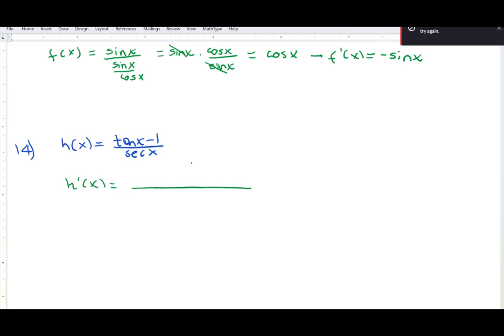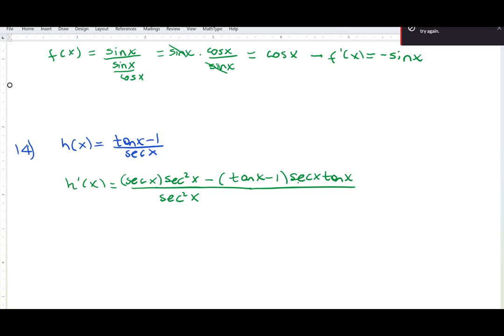So our denominator is going to become secant square of x. For the numerator, we have the lower one, secant, times derivative higher, which is secant square, and minus the higher one, written exactly as it is, tangent x minus 1, times the derivative of the lower, and we know the derivative of secant is secant tangent, so secant x times tangent x.